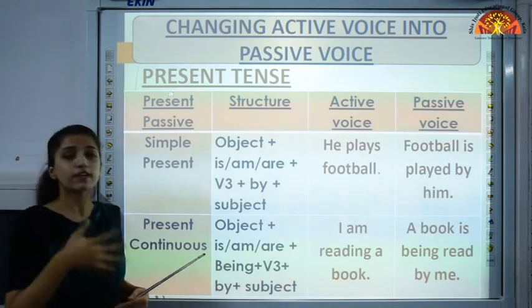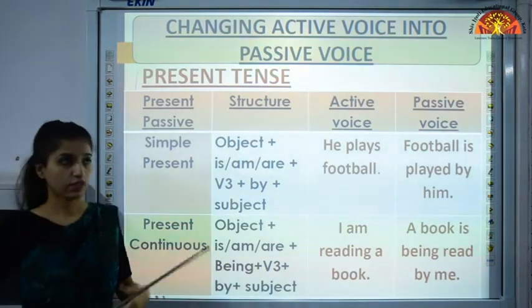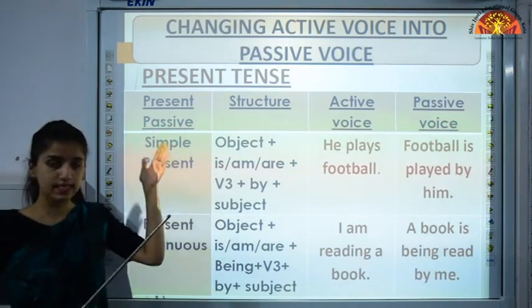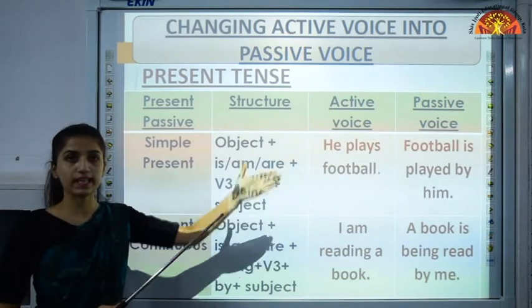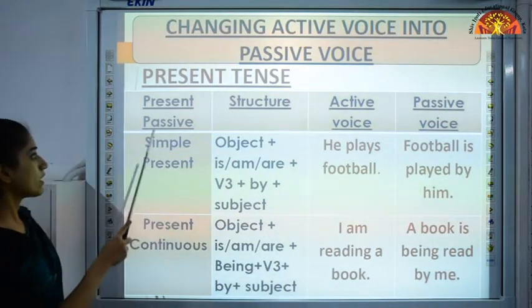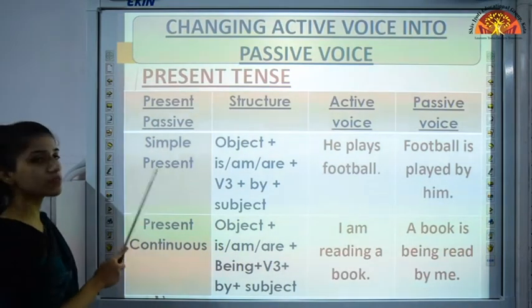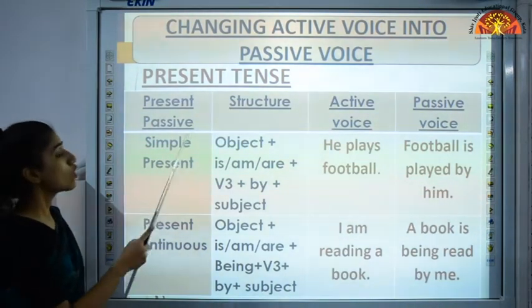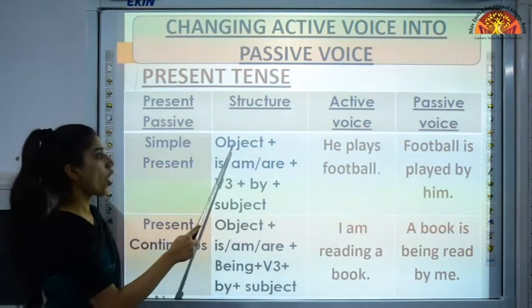Now we are converting active into passive according to the tense. The first tense is present tense, and let's see the structure, and then we will be seeing the example. First is present tense, and in present tense we are talking about simple present tense. So the structure for changing active into passive is object.